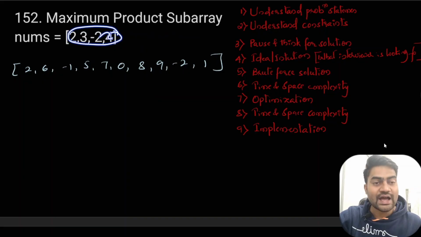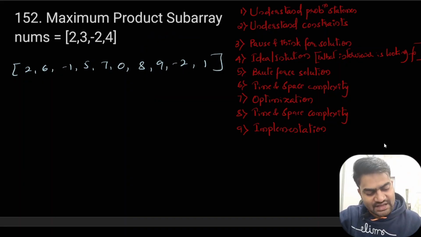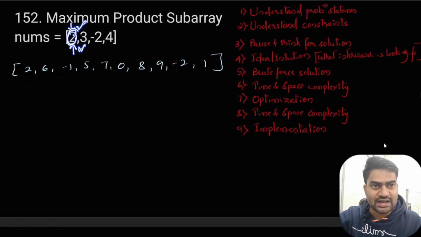Then I will find the product and try to get the maximum out of it. So if that is the case, how do we find the subarrays here? Basically, we need two loops. One points at a particular number, then we take another pointer. So this is our start pointer and this is our end pointer. Whatever is between our start pointer and end pointer, we will consider as one subarray.